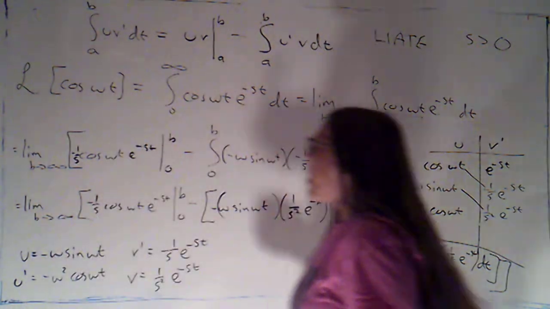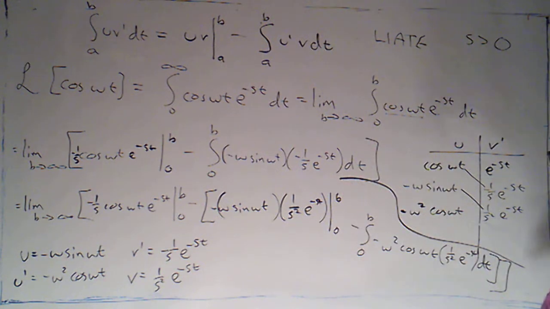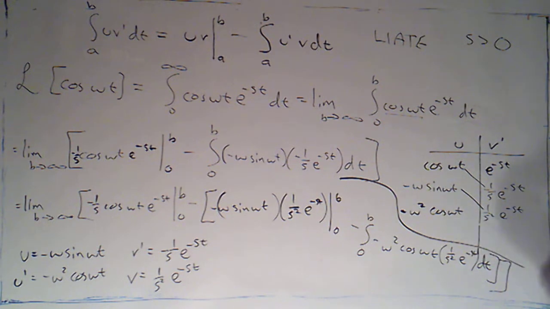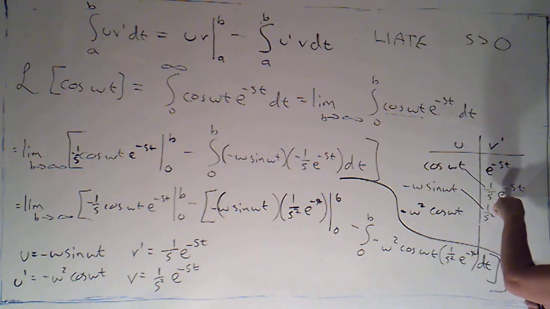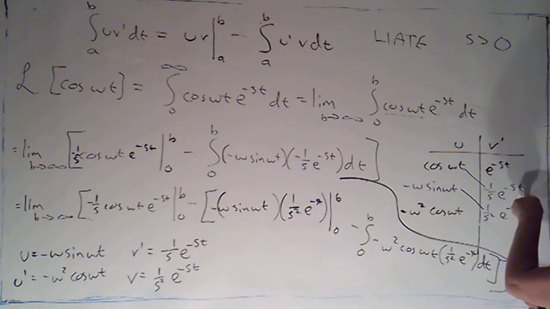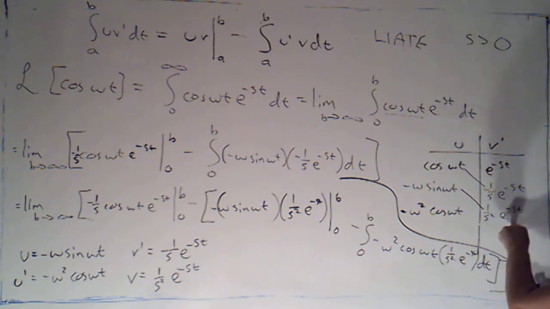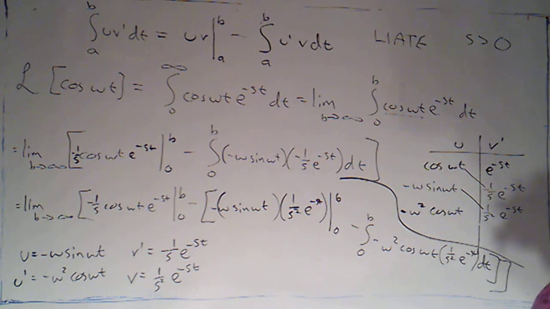Okay. But if we look at all of this work and all of this mess, it's basically all recorded right here in this table of values. The first time I did integration by parts, I got this diagonal product minus this integral. When I did this integral, I got this diagonal product minus this integral. Okay, so what's going to happen, let's take a look.